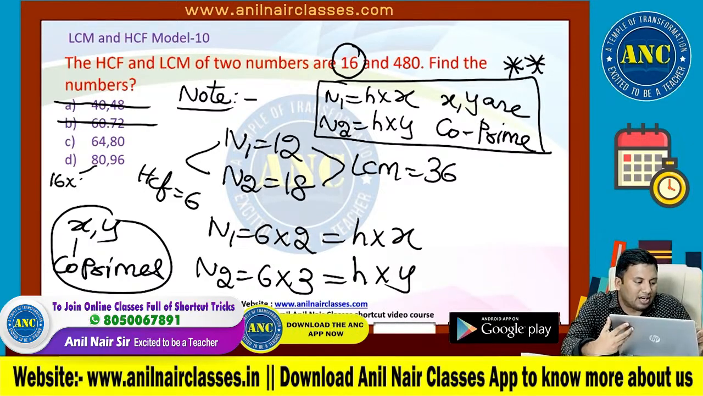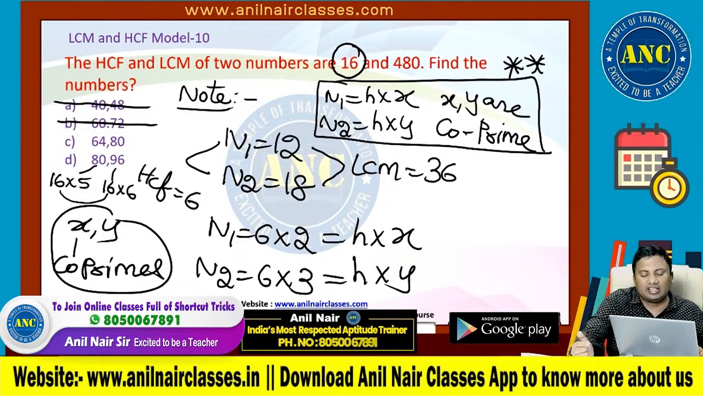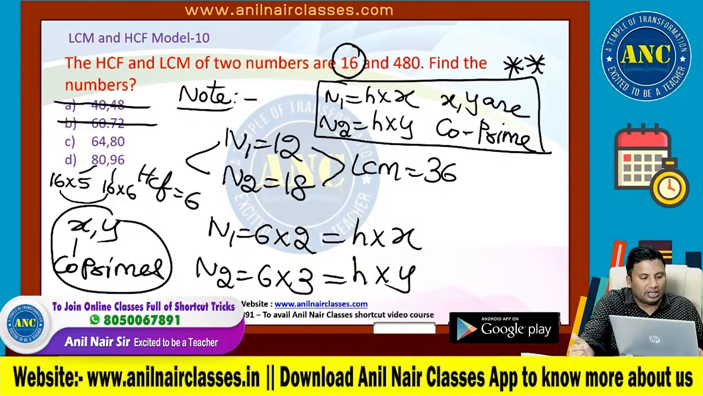16 5s are, 16 6s are. LCM is 16 into 5 into 6, which is 30. 16 into 30 is 480. 16 into 30 is 480. I hope the logic is clear.